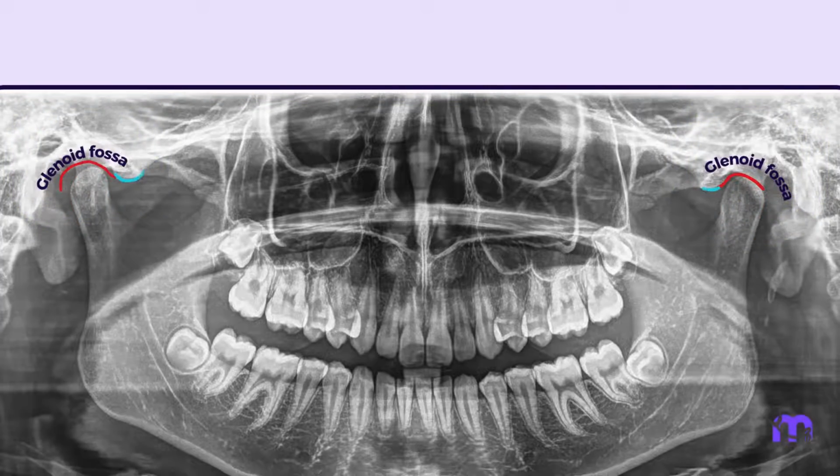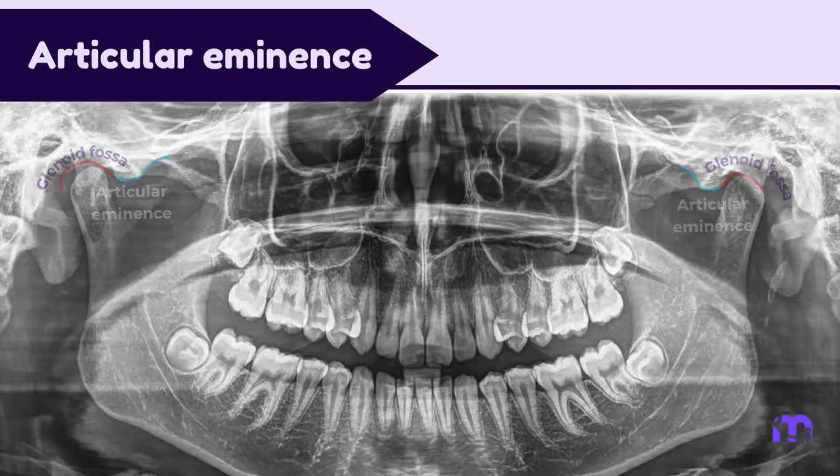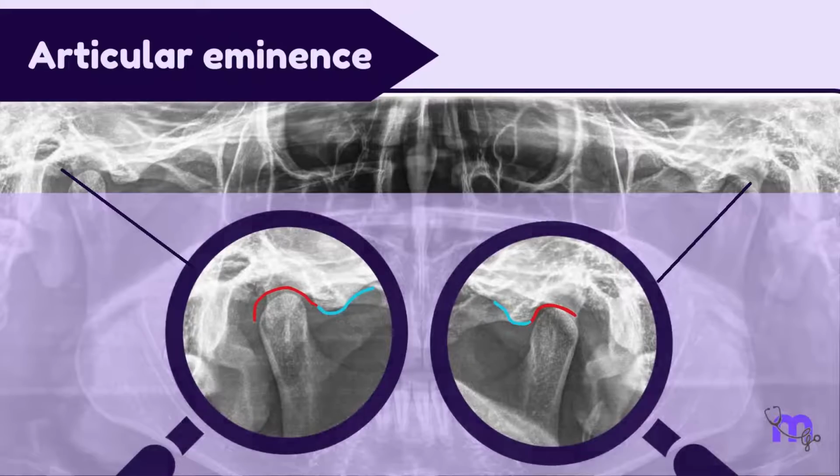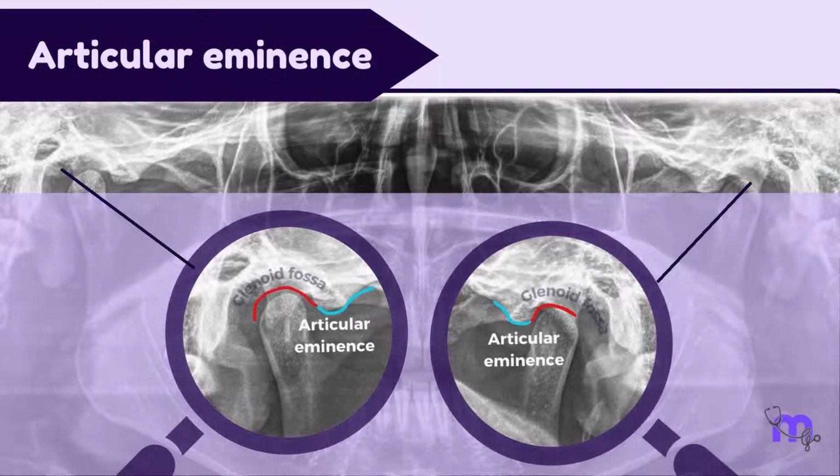Anterior to the glenoid fossa is a bony projection called the articular eminence. On the radiograph, it appears as a radio-opaque projection of the temporal bone. Understanding the normal anatomy of the articular eminence and glenoid fossa is essential as it helps diagnose and treat TMJ disorders.